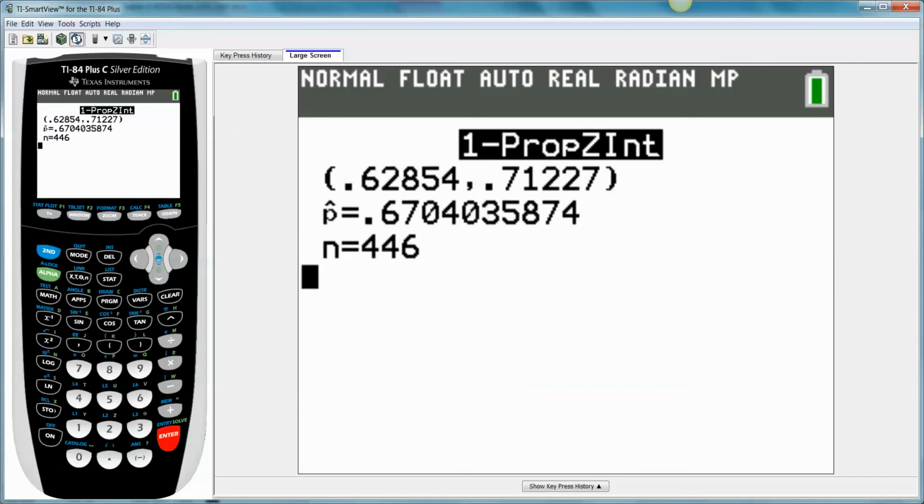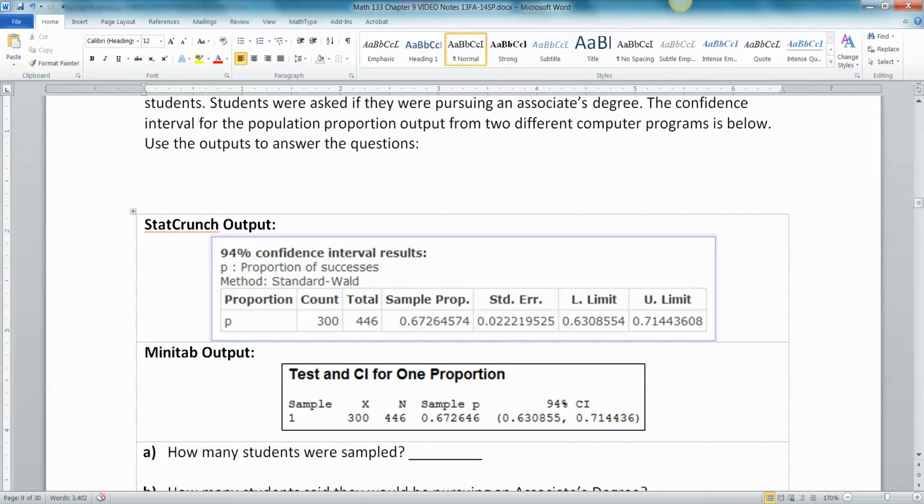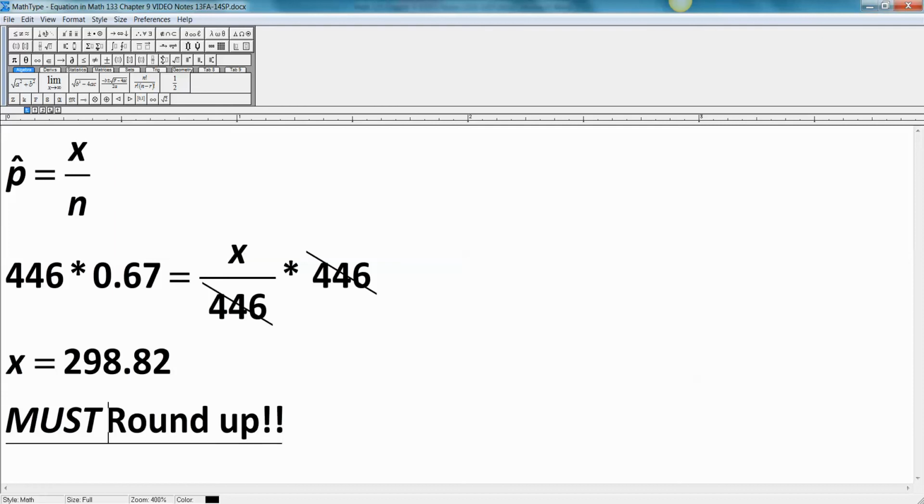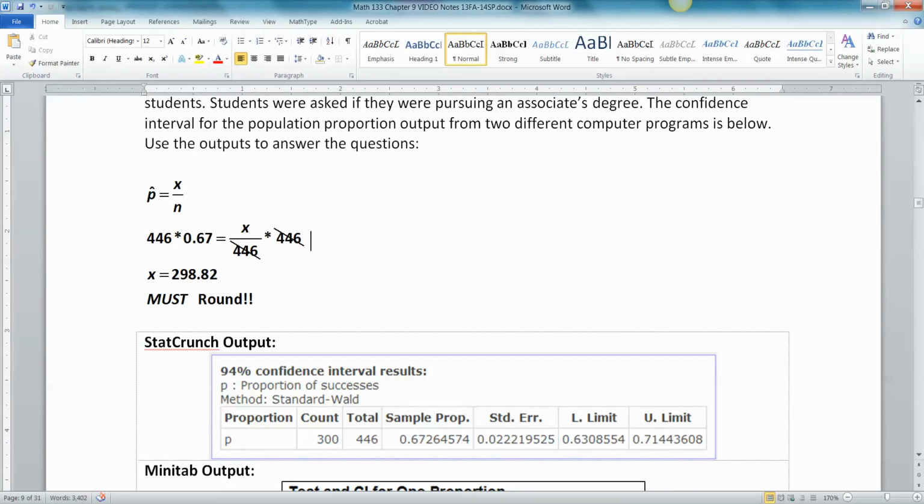There we go. Now it's going to be a tiny bit off because I, of course, rounded the heck out of my sample proportion. It was 0.67. It was 0.6726, blah, blah, blah. So by doing that, I've kind of made it a tiny bit off from these computer outputs, but you get the general idea. Okay? So just a real quick note, you must round. It's actually not up, I should say that. I'm lying to you. You must round. Just normal rounding will work, right? But in this case, it went up because 298.82 would round up to 299. So you've got to round in order to be able to make that work if you're going to use your calculator.